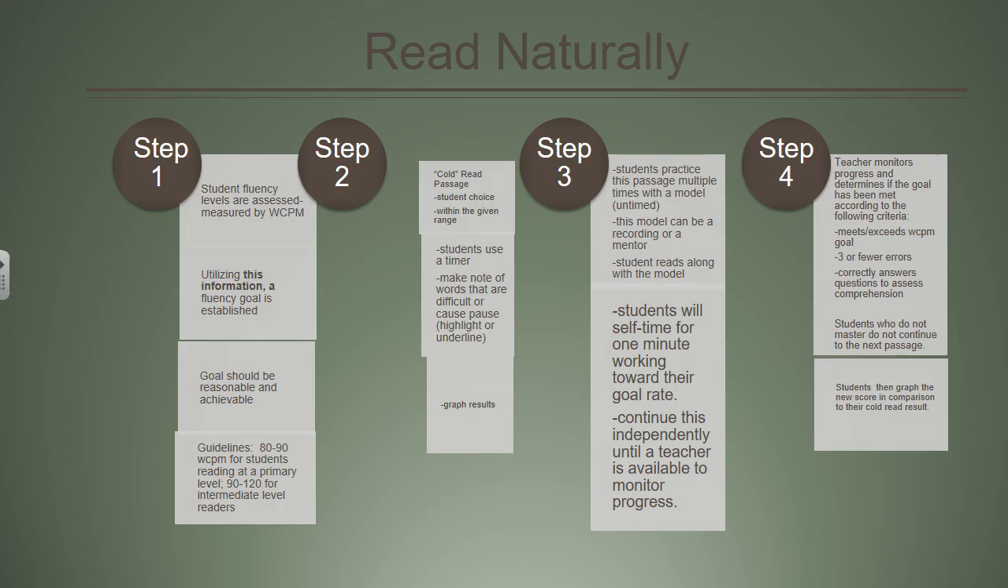I think students like the technology. They like the fact that they're working toward a very specific goal. They like that they have a model, and that there's not a time limit that you have to reach this goal by X date. It's simply at their own pace.